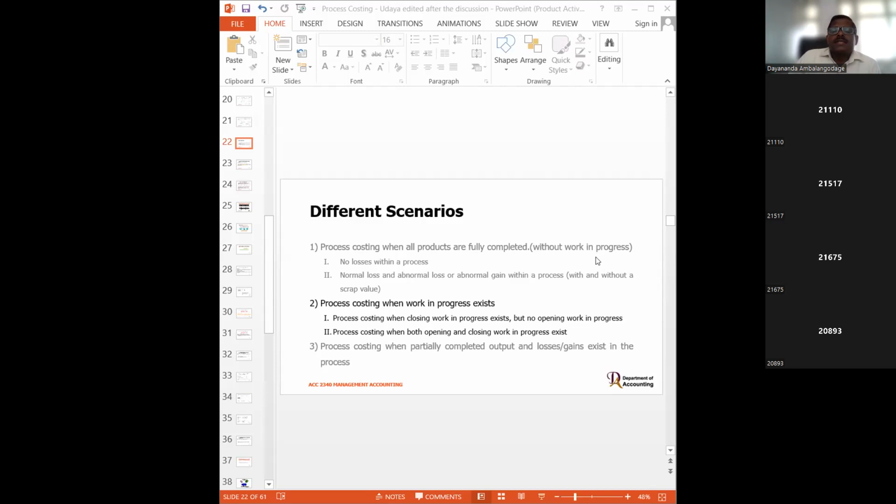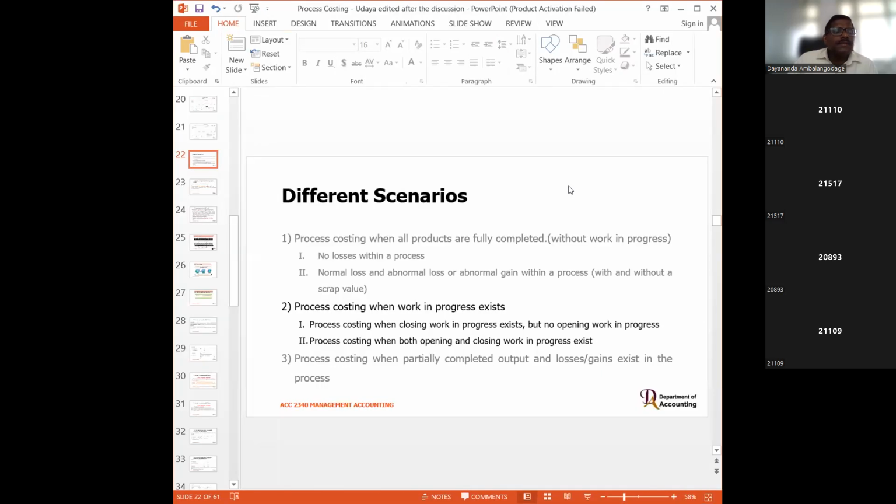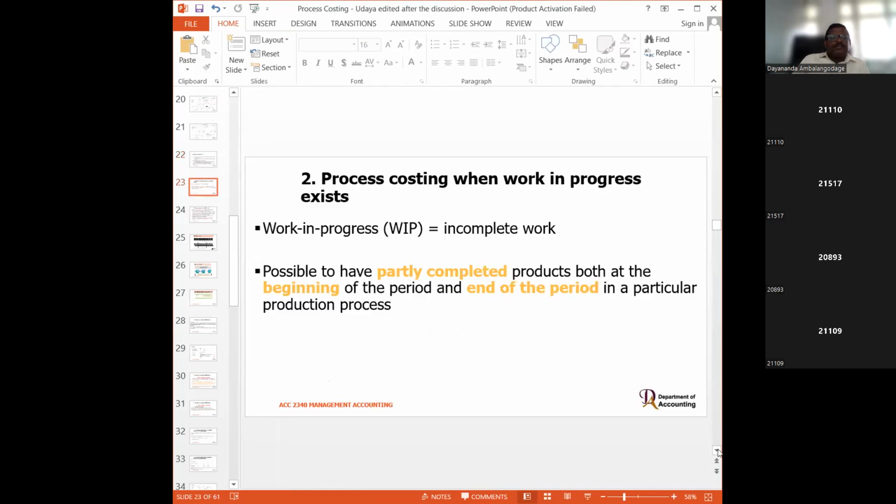Okay, we have discussed the rest part of the process accounting. That is, we have already discussed the basic components of process accounting without having opening and closing WIP. Now what we will do is we will move on to the second scenario: process costing when work in progress exists. So today we are focusing on scenario number 2 and scenario number 3.